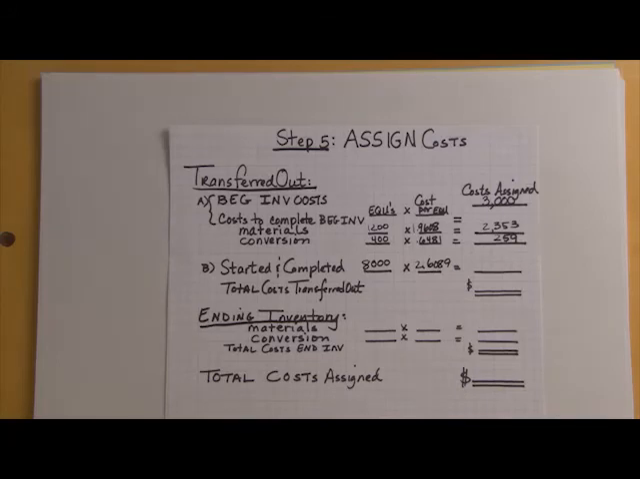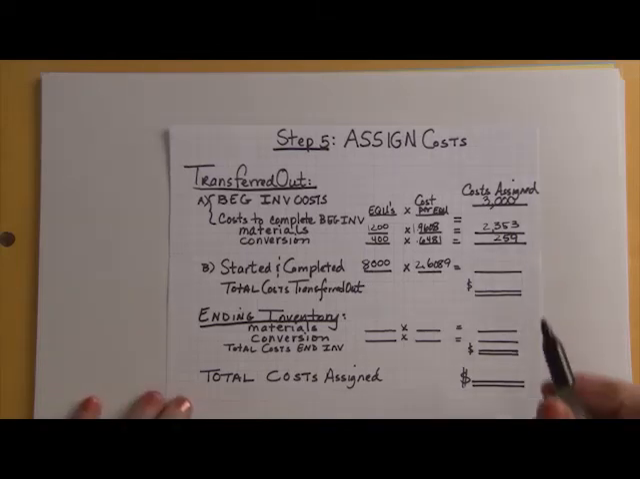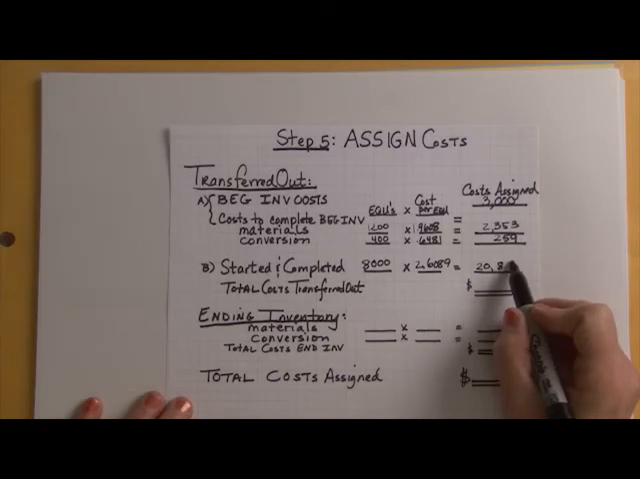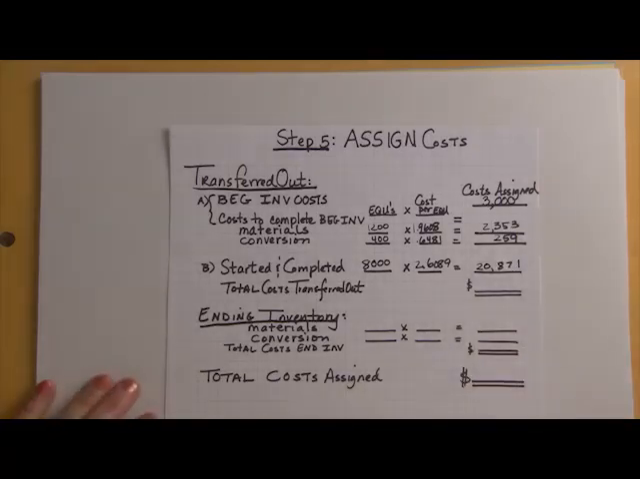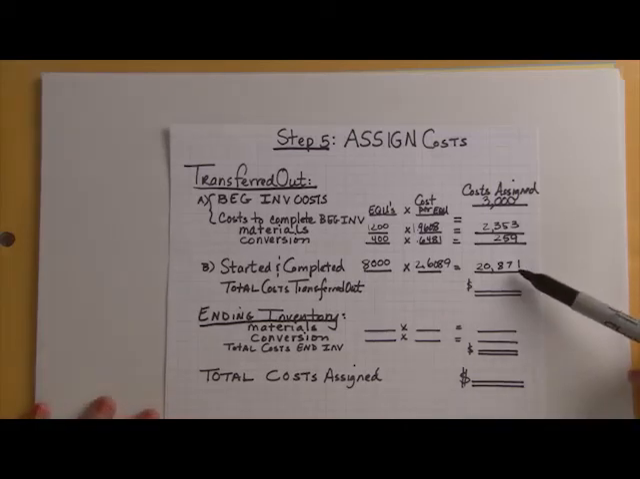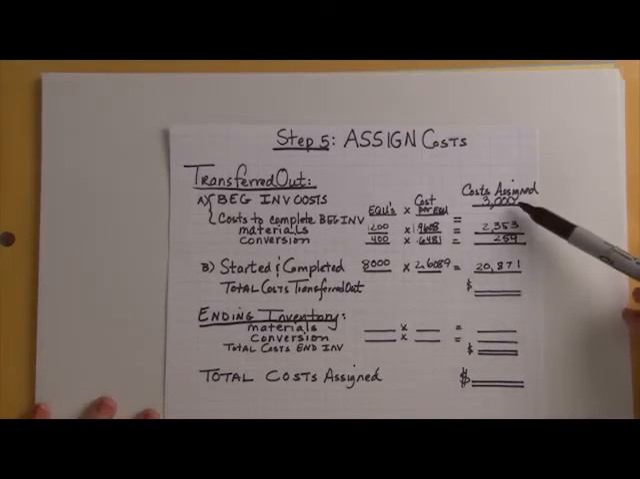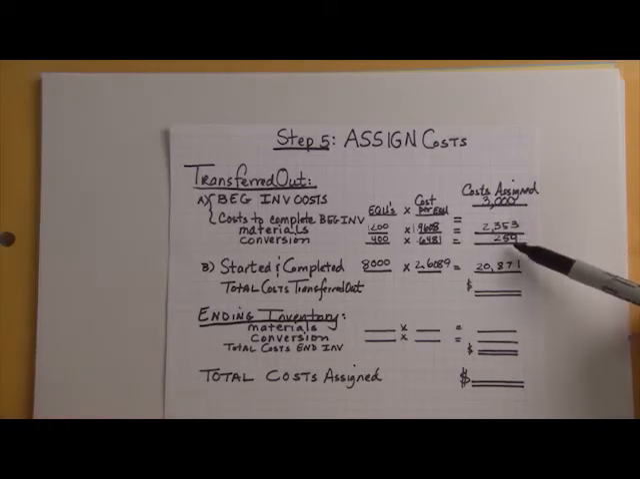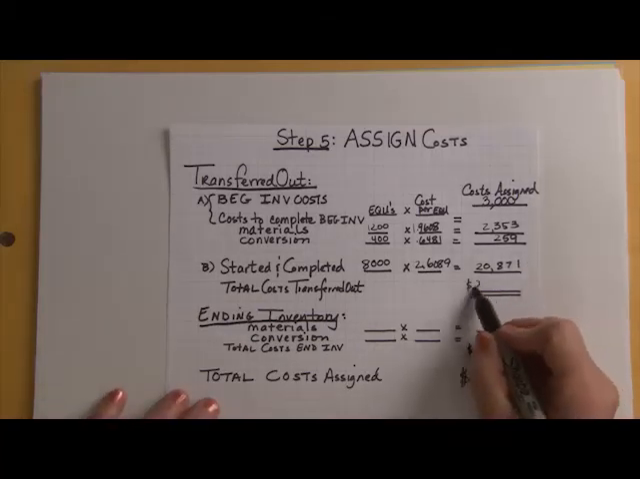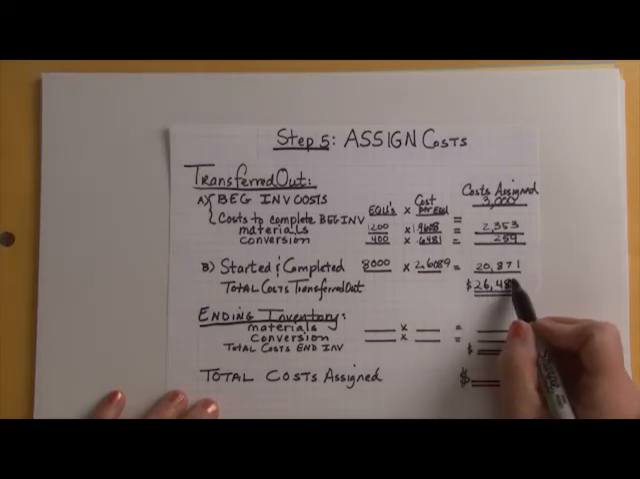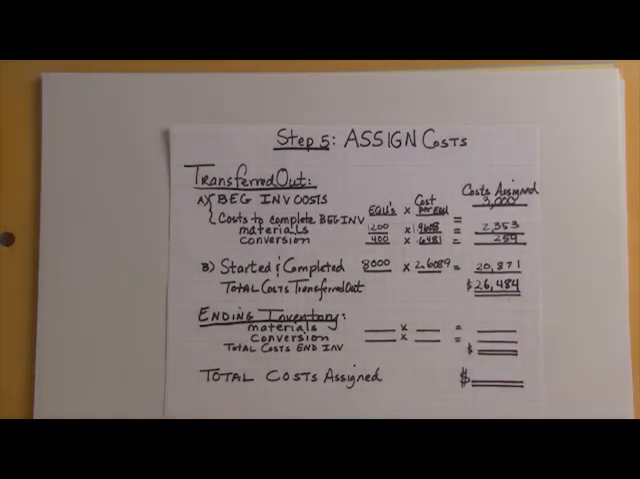All right, 8,000 units times the 2.6089, and we will get for that 20,871. Now here are the 3 costs associated with transferred out. Those units that were started and completed, the beginning inventory, the attached costs that we started with this period, plus the cost of finishing those beginning inventory units. And when we total up all of this, we have found our cost to be assigned to units transferred out.